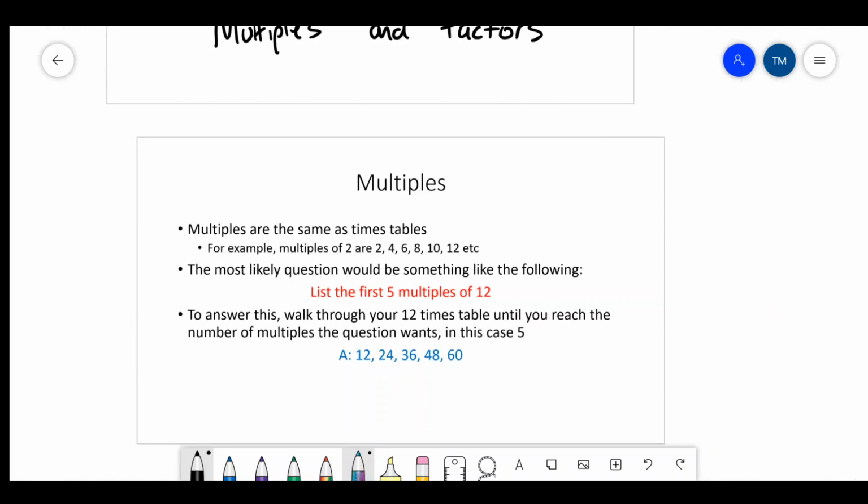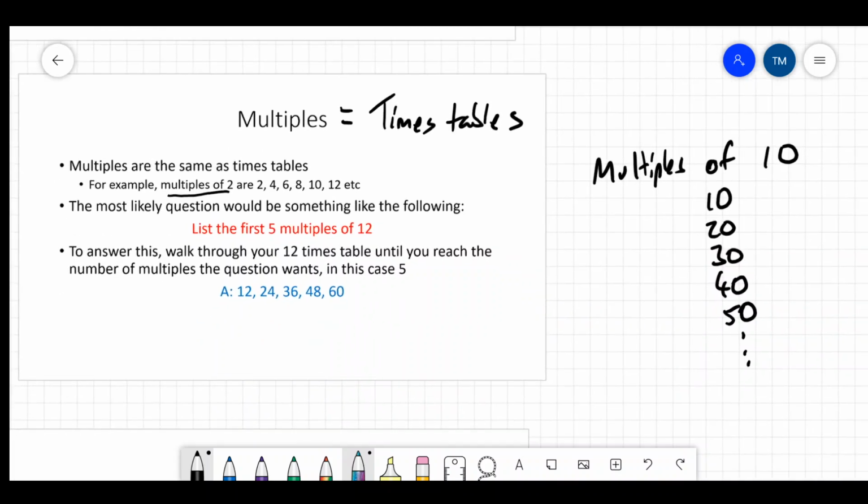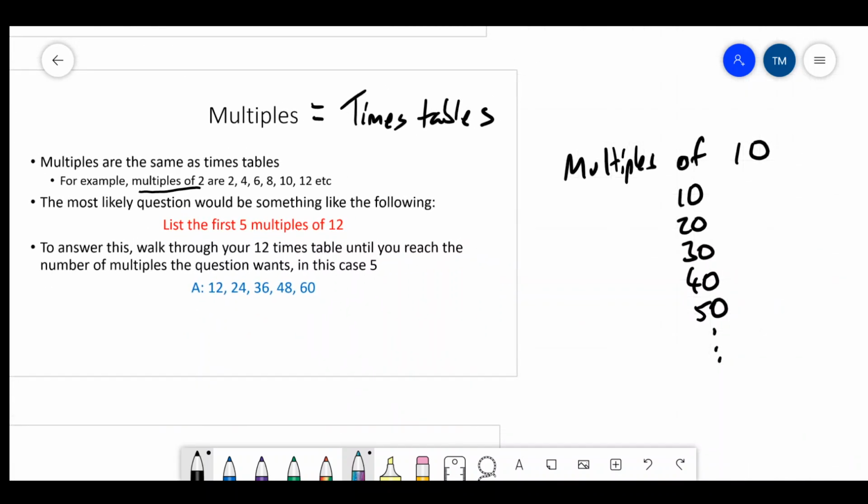Now multiples are very straightforward. They are exactly the same as times tables. So when you say a multiple of 2, you are just talking about the 2 times table. So here, multiples of 2: 2, 4, 6, 8, 10, 12, etc. When you talk about multiples of 10, we are just talking about 10, 20, 30, 40, 50, etc. And these will go on for infinity. So essentially it's all the multiples of 2 from 0 to infinity, or 10 from 0 to infinity.